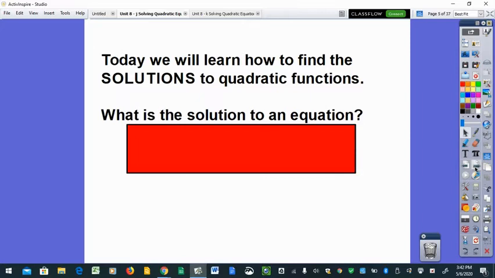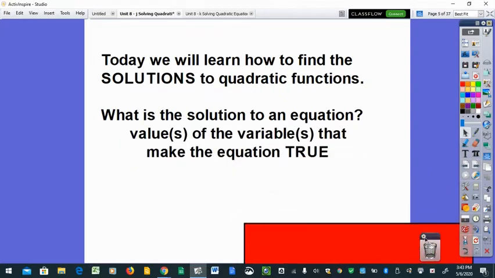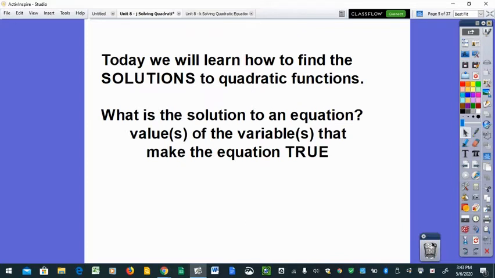Okay, today we will learn how to find the solutions to quadratic functions. So what is the solution of an equation? We just need to think way back. Basically, that's the value, or values, of the variable or variables that make the equation true. So we're looking for the solutions to an equation, and today our squared is going to be in there because these will be quadratics.